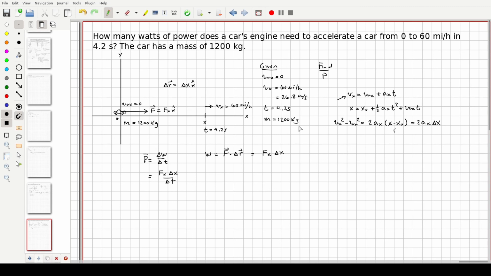Like I said, I'm going to use this right here. We're going to note the fact that v naught x is 0, so that's 0, that's 0, that's 0 as well. So our acceleration in the x direction is just going to be v sub x divided by t. And v sub x is 26.8 meters per second. t is 4.2 seconds. If you do the math here, 26.8 divided by 4.2, you get about 6.38 meters per second squared.